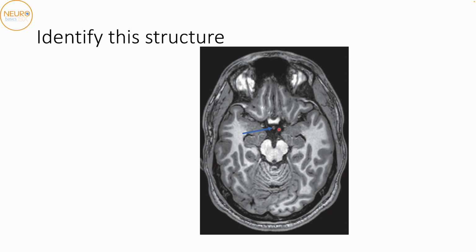Yeah, so this is the infundibulum, which is extending from the floor of the third ventricle into the pituitary gland. Other structures of note here are the ICAs on both sides, the very obvious T1 hyperintense optic chiasm and optic nerves.